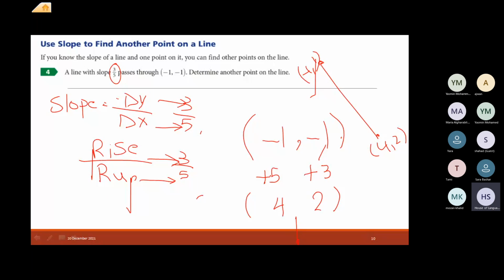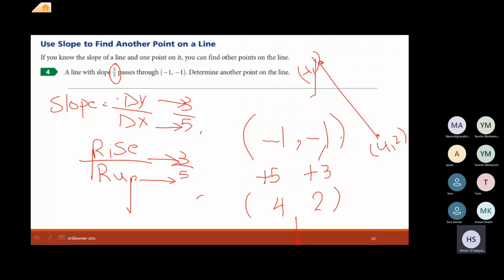I will solve another example. Let's solve this one. I don't know if it's written right or not. Let's go now.